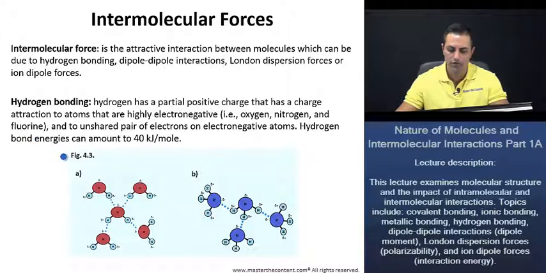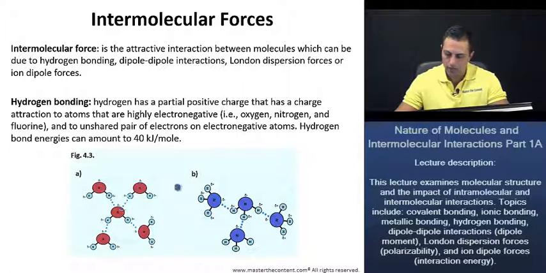Wonderful. Looking here now at figure 4.3a, as we see water molecules, they exhibit hydrogen bonding, and just as we had stated in the previous slide, hydrogen is going to have a partial positive charge, and the oxygen is going to have a partial negative charge, right?